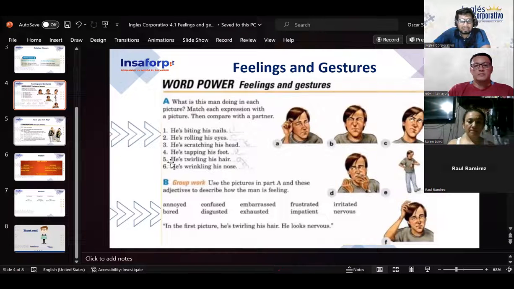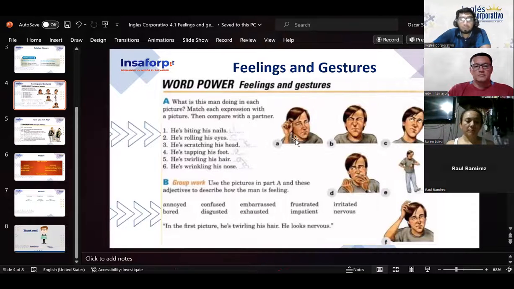And the next is wrinkling your nose. When you do the wrinkle, it's, you know, when you do this. So when do we do this kind of thing? Well, normally when we are disgusted at things, or maybe when we are embarrassed as well. So when you're disgusted, it's like, I wouldn't do that. So yeah, disgusted. All right.